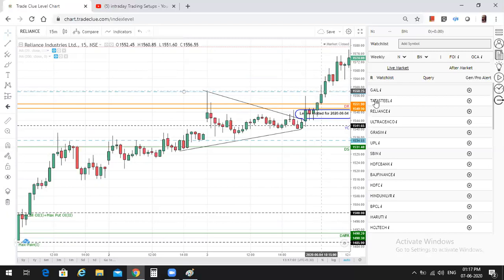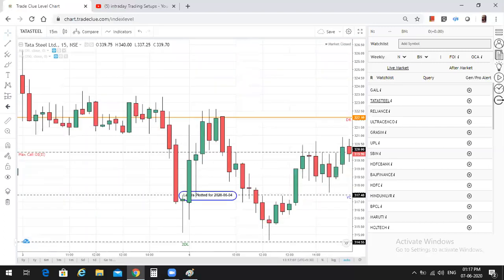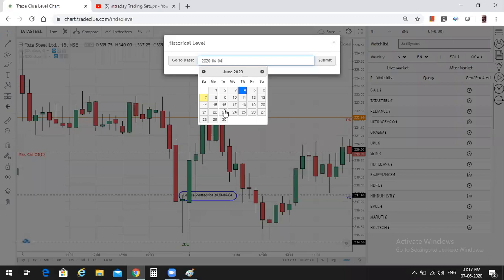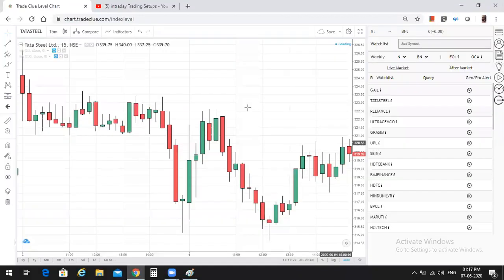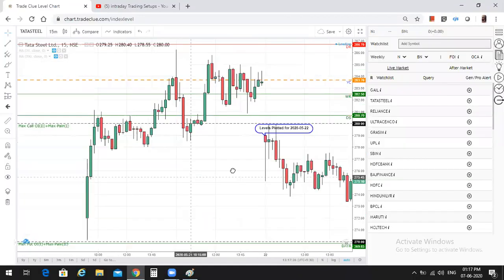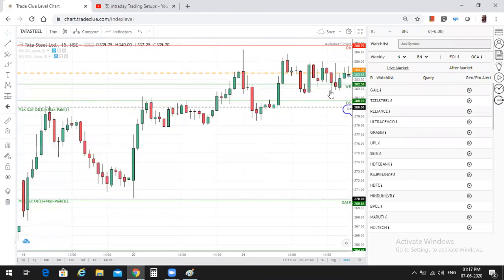So let's take a quick example. One more. Tata Steel had formed a very good structure on 22nd May. Sorry, I go back to 22nd May. Okay, so we need the levels of 22nd May. So before we start with 22nd May, let's see a day prior. So this is your day prior on the 15-minute chart. That's what we use for intraday study purposes.